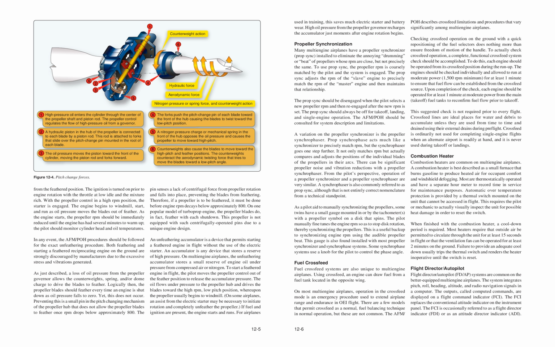A nitrogen pressure charge or mechanical spring in the front of the hub opposes the oil pressure and causes the propeller to move toward high pitch. Counterweights also cause the blades to move toward the high pitch and feather positions. The counterweights counteract the aerodynamic twisting force that tries to move the blades toward a low pitch angle.